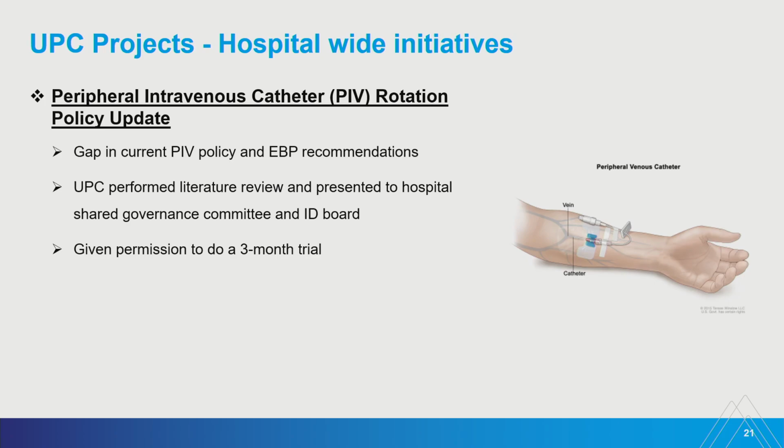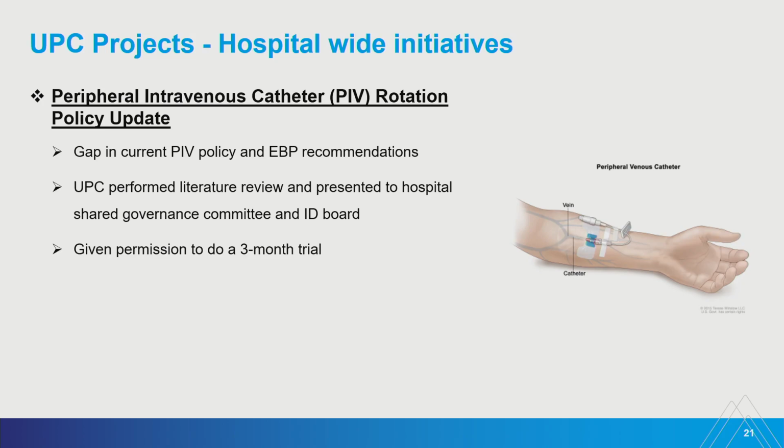Our nurses have reported that having to replace a functional IV is an obstacle in our workflow. It delays the transfer of patients out of the ICU, and most importantly, it creates unnecessary pain and discomfort for our patients. To address this gap in practice, we did a literature review, presented to our stakeholders, and we were permitted to do a 3-month trial. The project is still in its planning phase, and we plan to roll out next year.